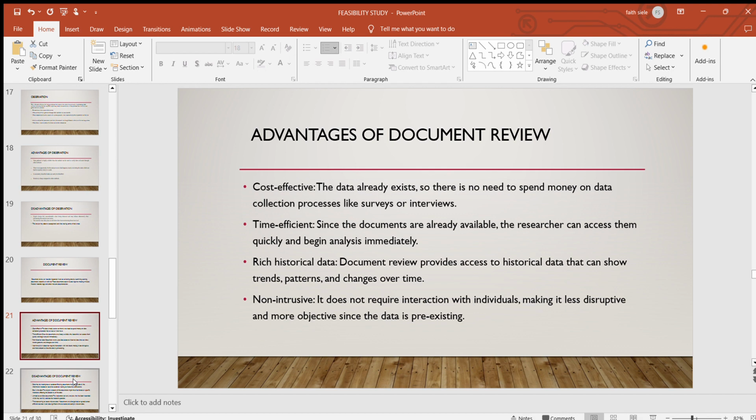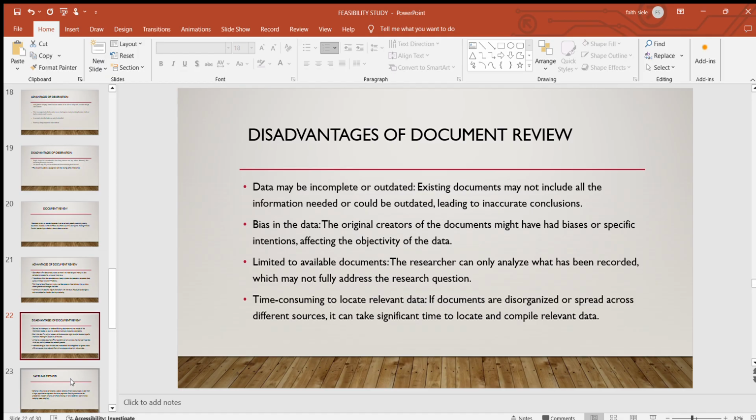It's also non-intrusive, whereby it does not require interaction with individuals, making it less disruptive and even more objective since the data is pre-existing. We also have disadvantages of document review.